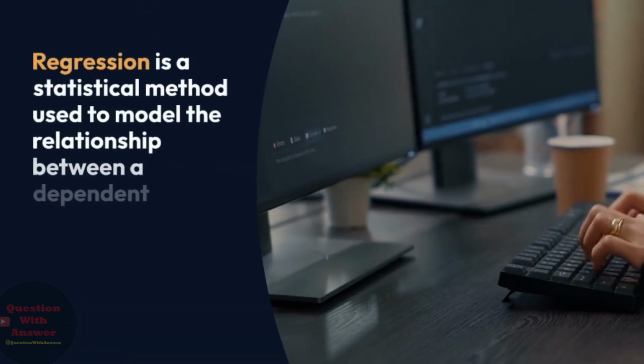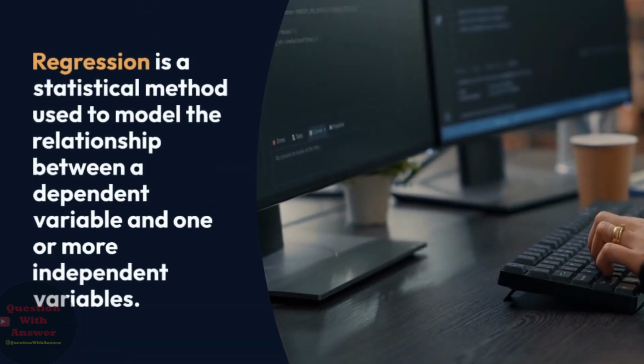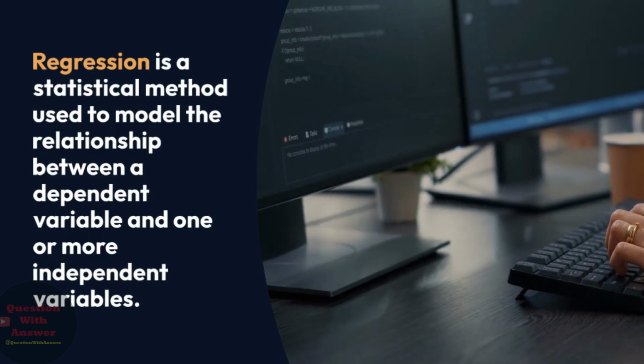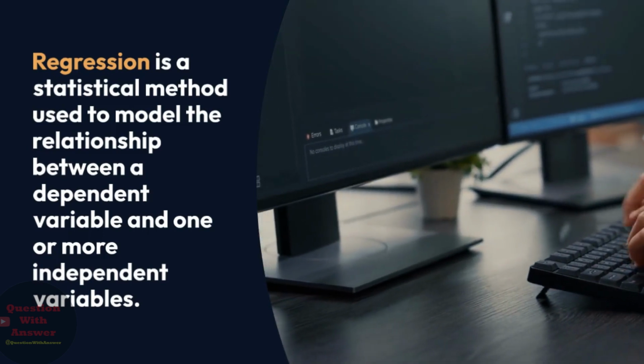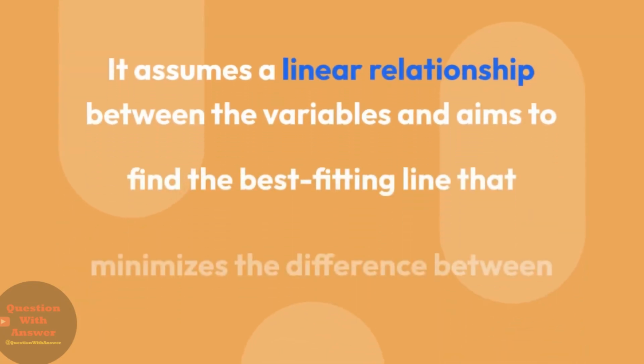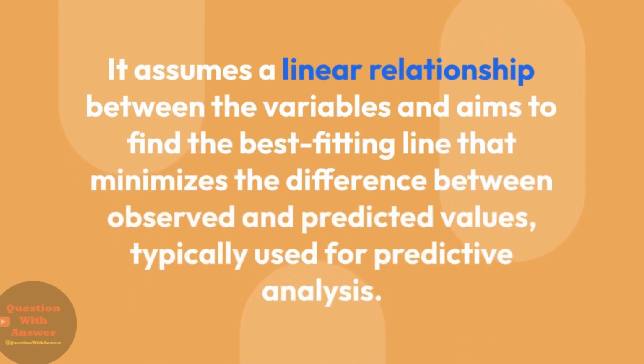Linear regression is a statistical method used to model the relationship between a dependent variable and one or more independent variables. It assumes a linear relationship between the variables and aims to find the best fitting line that minimizes the difference between observed and predicted values, typically used for predictive analysis.